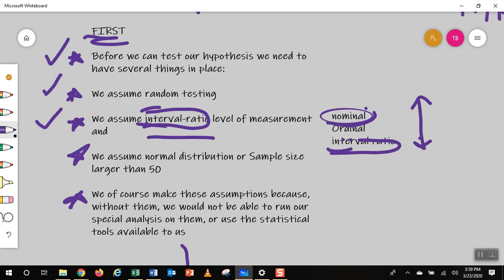So we need to have the most mathematical version of this in order to be able to actually do the stats with it. Remember, we have to assume that it's a sample size of larger than 50 because of our magic number. Remember from before, magic number being 50. And of course, without these assumptions, we wouldn't be able to do our special analysis. We use the statistical tools available to us, so it's the basis of anything we're doing with a normal curve.